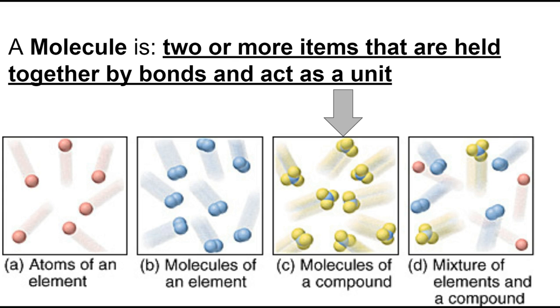Remember, a compound is when you have more than 1 kind of atom bonded together, like you see in letter C. You can see both the yellow and the blue bonded together, so that's a compound. Then in letter D, you see all the examples together, and we call that a mixture because you have some atoms of 1 element flying around with some molecules of different elements bonded together, and then you see the compounds all at once. Make sure we keep these words straight.